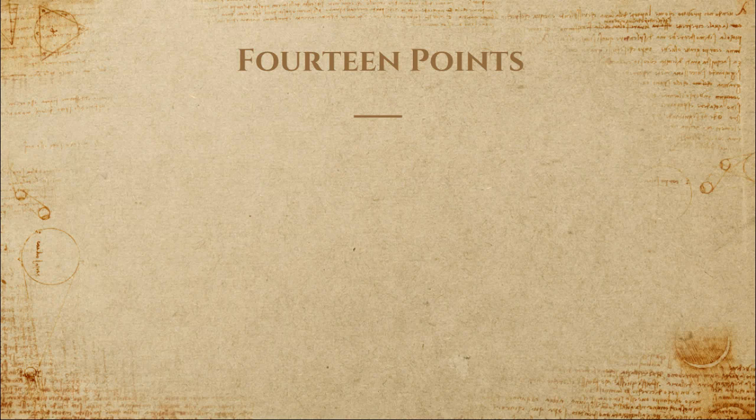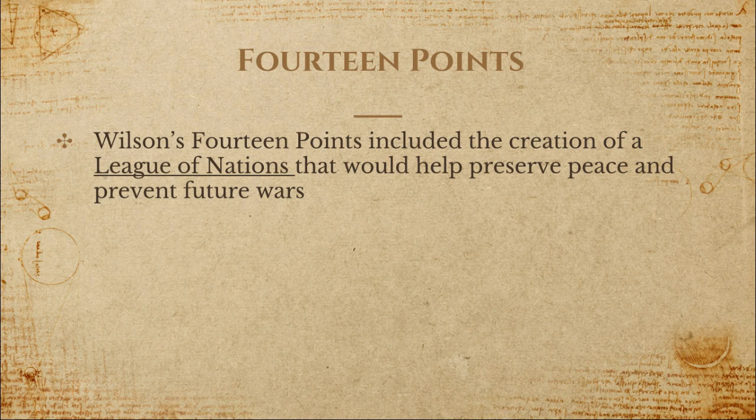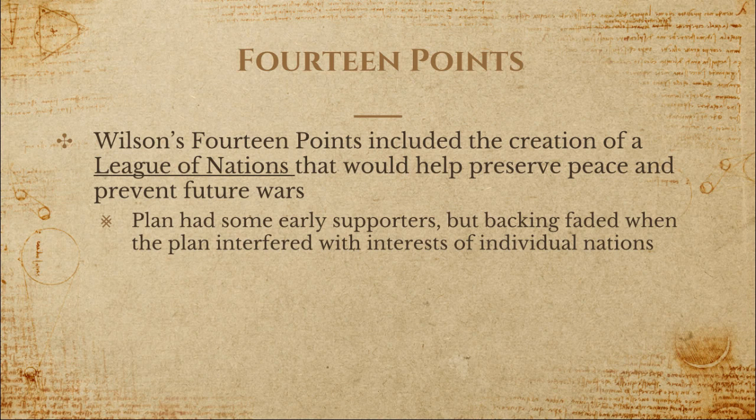Now, Wilson's 14 points also included the creation of a League of Nations that would help preserve peace and prevent future wars. And the League of Nations would help find diplomatic and peaceful settlements of any future drama. And Wilson hoped that getting as many countries involved as possible would lessen any future threats to world peace.